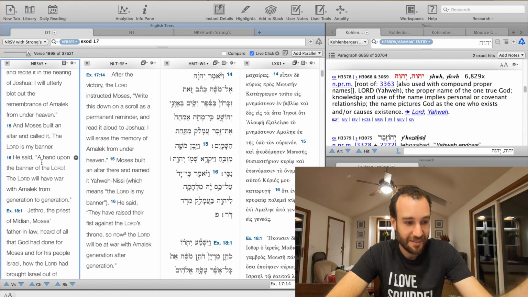In verse 16, it says, "A hand upon the banner of the Lord. The Lord will have war with Amalek from generation to generation." As a modern American reader, I read that and I think, why? Why would God have to go to war against the Amalekites like forever?